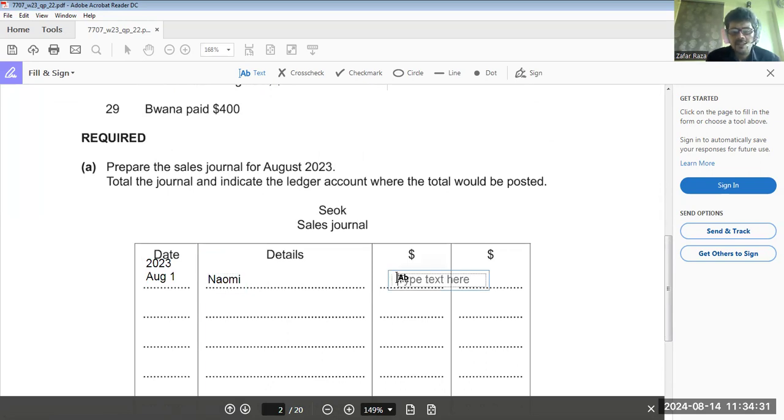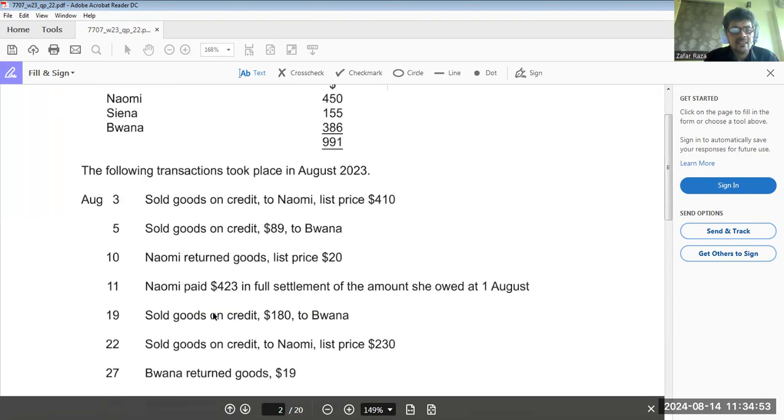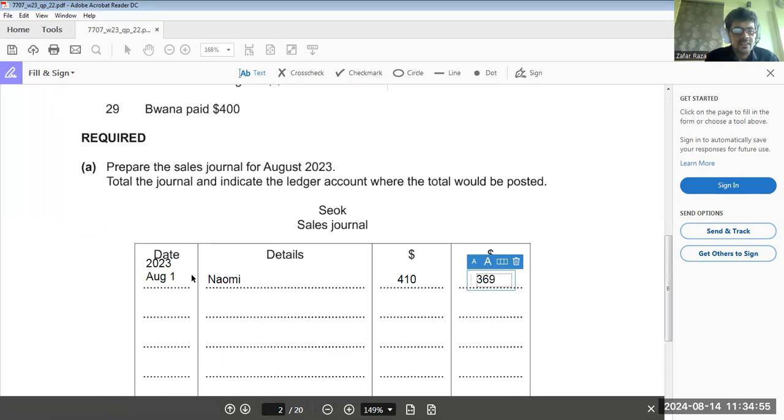Okay. The amount is 410, the list price, but we will charge him 10% discount on 410, multiply by 90%, 369. After deducting 10% discount, the total amount is 369. Okay. On August, sorry, that was August 3. I'm sorry. I thought it was August 1. Okay. Now, next.